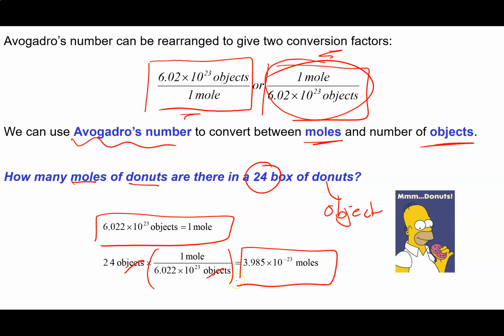I get a tiny, tiny number of moles. Not very surprising, because like I said, you need 6.022 by 10 to the 23 donuts to get 1 mole, and we've only got 24.